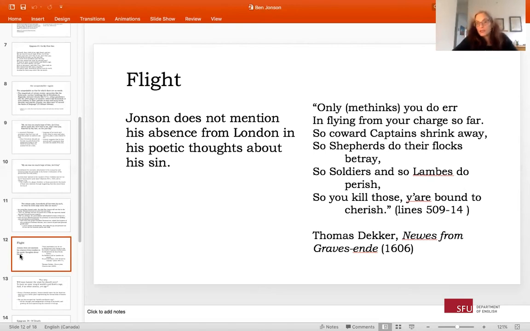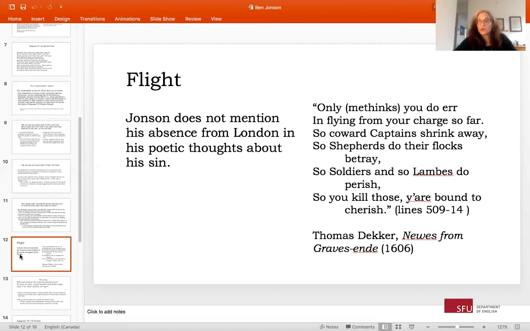"Only, methinks, you do err in flying from your charge so far. So coward captains shrink away, so shepherds do their flocks betray, so soldiers and so lambs do perish, so you kill those you're bound to cherish."